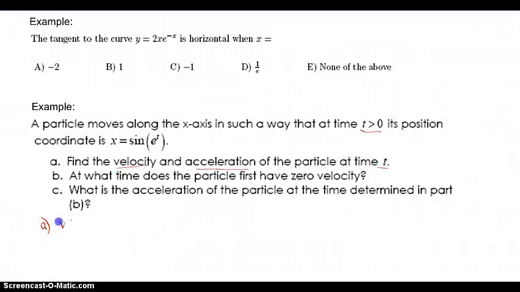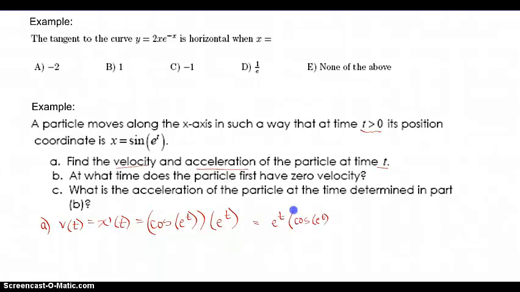So velocity, remember, is the derivative of position. So we're going to take the derivative of this function. This is a chain rule. It is the derivative of the outside, not changing the inside, times the derivative of what's inside. Remember, the derivative of e to the t is e to the t. So there's your velocity function. We could clean it up a little bit. This is e to the t times the cosine of e to the t.